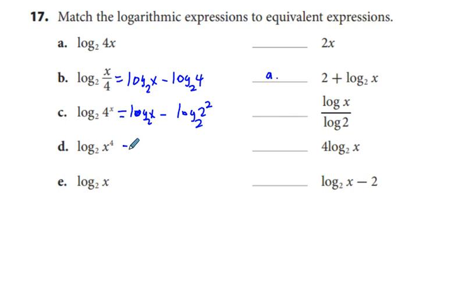And what we're going to do is we're going to use the power property. So this is going to be 2 log base 2 of 2, and log base 2 of 2 is 1. So this is going to be equal to log base 2 of x minus 2. And that's going to be right down here. B is right down there, this last one. Okay, next.